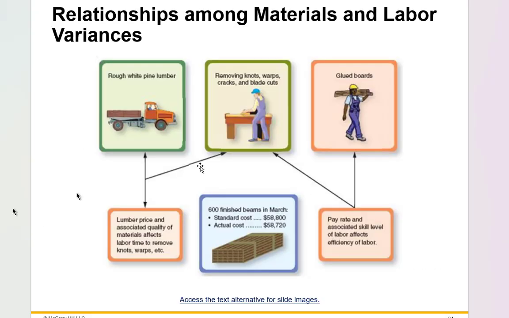So let's see why that is. Relationships among labor and materials. Rough pine gives us the lumber price. The better the wood, perhaps less knots, less warps, less cracks, less blade cuts. And here is what we're expecting. So we complete that, we cut the beams, and then we have glued boards. So you can see how they work together between the materials and labor variances.